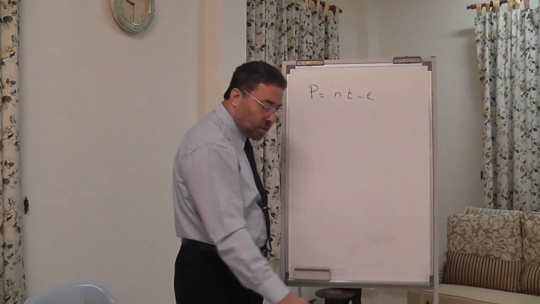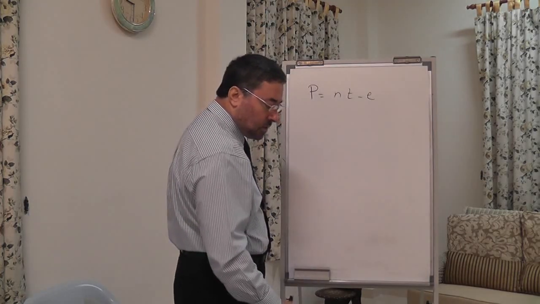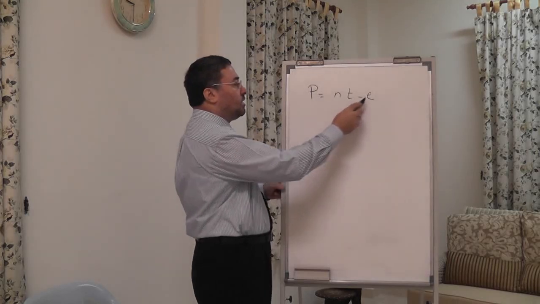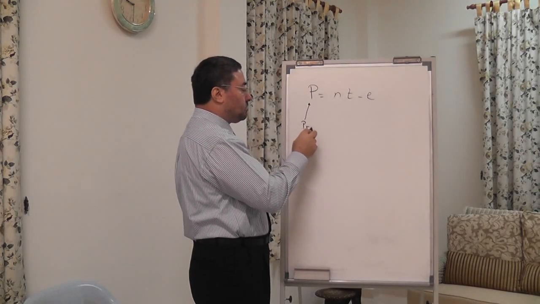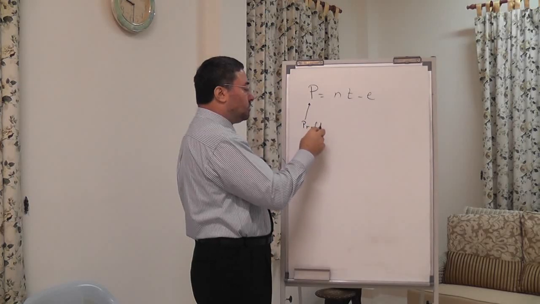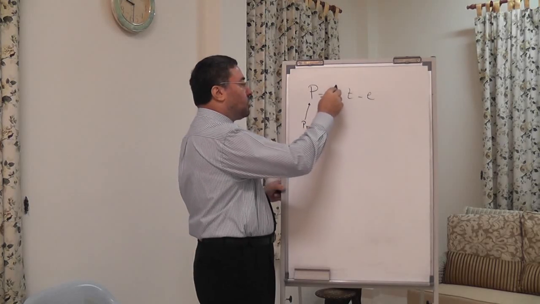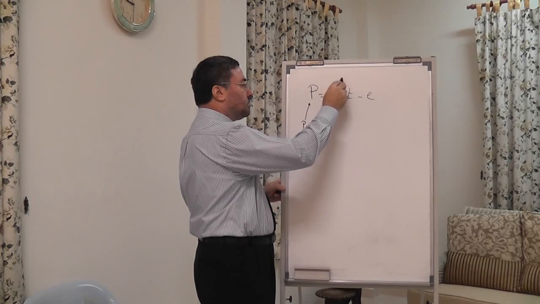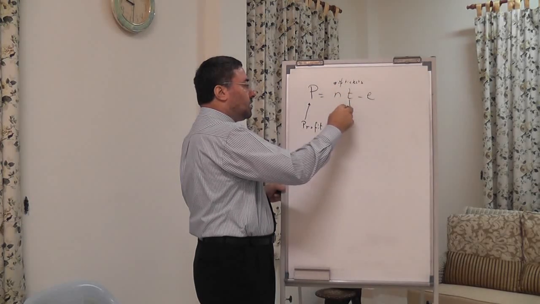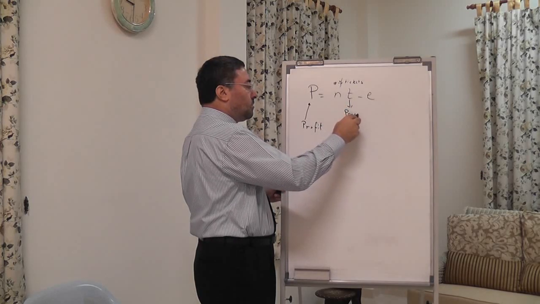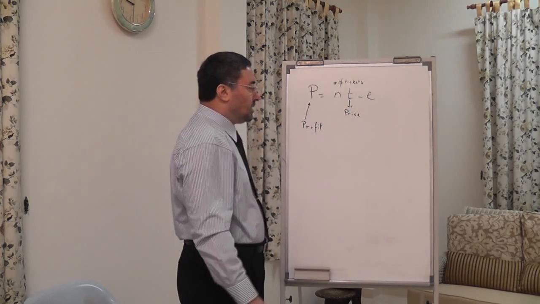The one on page 112 in the written exercises is P equals NT minus E. P here stands for profit. N is the number of tickets. And T is the price of one ticket, and E is the expenses.